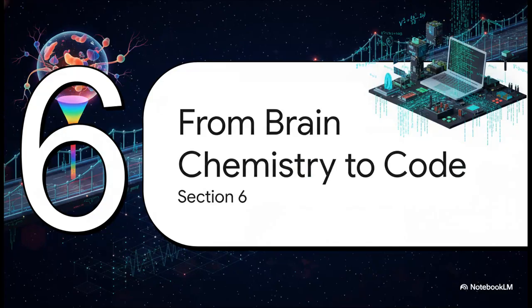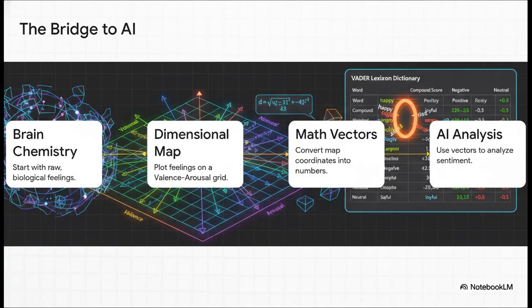So let's just zoom all the way out and look at the incredible journey we've just taken. We have successfully built our bridge. We have translated the raw, biological experience of a feeling into the clean, logical language of computer code. This single slide really captures the whole thing. We started with the actual chemistry happening in our brains. We learned how to plot those feelings on a dimensional map. We then translated those coordinates into mathematical vectors. And with that, we built the foundation for an AI that can actually analyze and understand human sentiment. We have officially crossed the bridge.